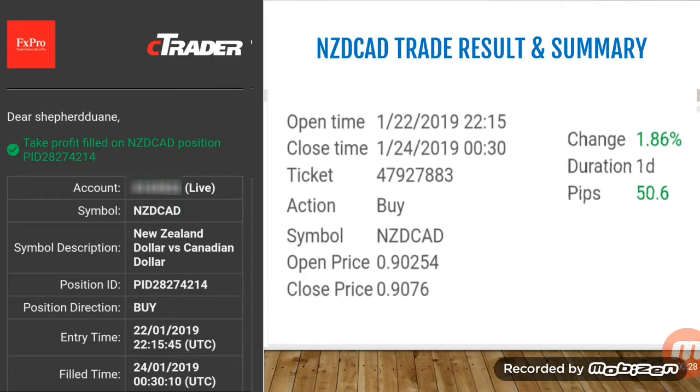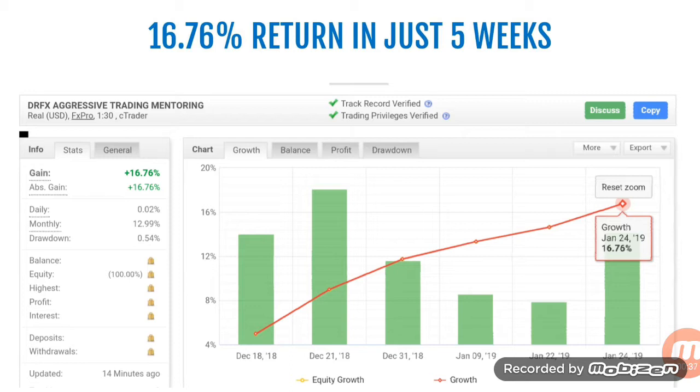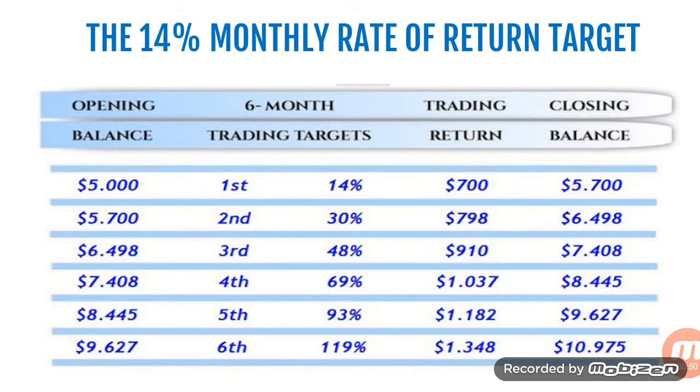Now here you can see the summary of this trade, which gave us 50 pips. And on my live account, this actually represented a rate of return of 1.86%. Now, this was the latest in a series of trades made over the last several weeks, which provided a rate of return of 16.76% on my live account within just 5 weeks and from just 6 trades, essentially showing you that a rate of return of 14% a month is definitely possible, and that once you can achieve this on a consistent basis, then it means that these are the types of rates of return that are possible for us within just 6 months.